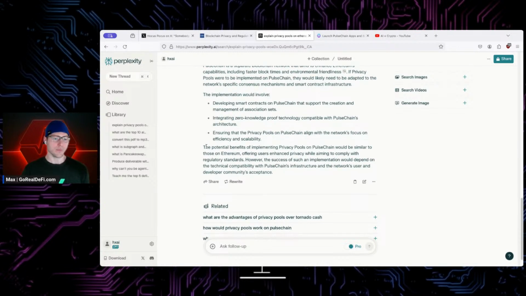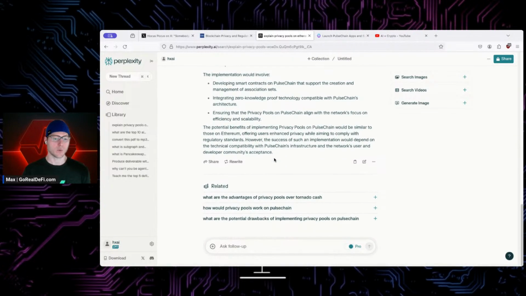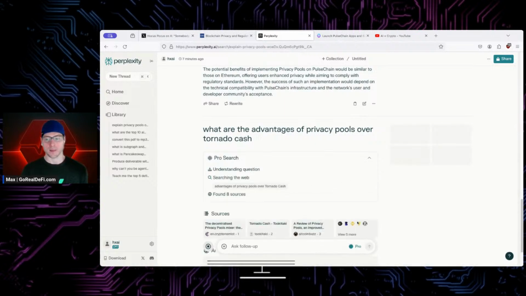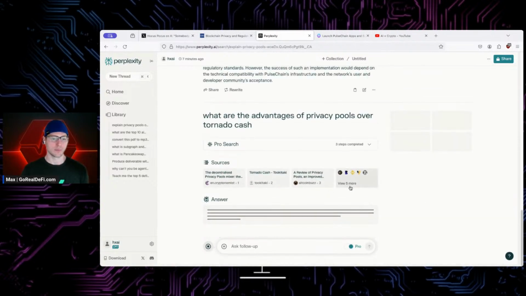So long story short, the potential benefits of implementing privacy pools on PulseChain would be similar to those on Ethereum, offering users enhanced privacy while complying with regulatory standards. Like, why not? So I like these related questions too. These are pretty cool. What are the advantages of privacy pools over Tornado Cash? Click on that. It actually suggests intelligent follow-up questions. Like, Perplexity is awesome.